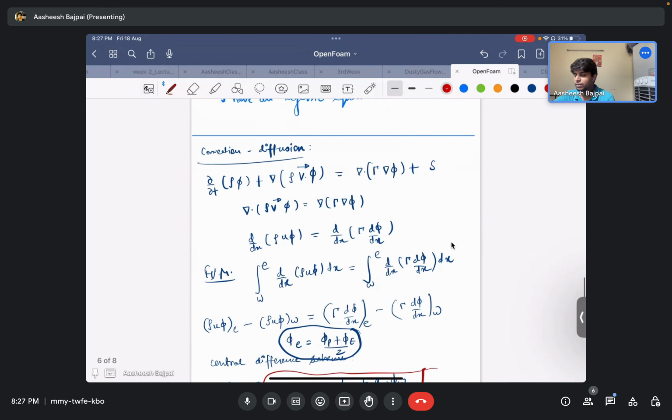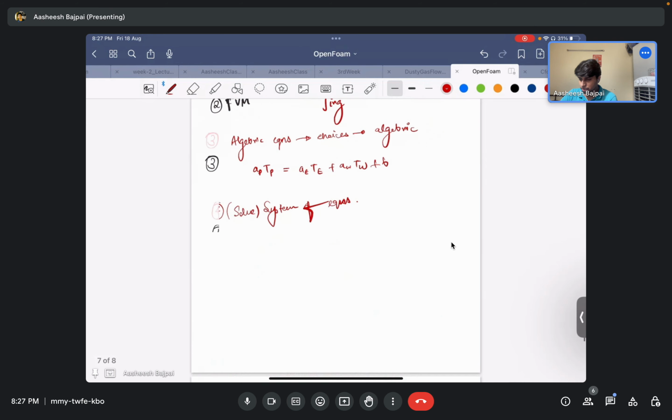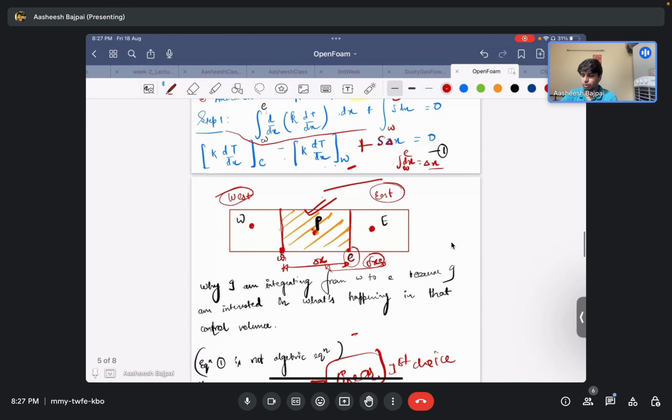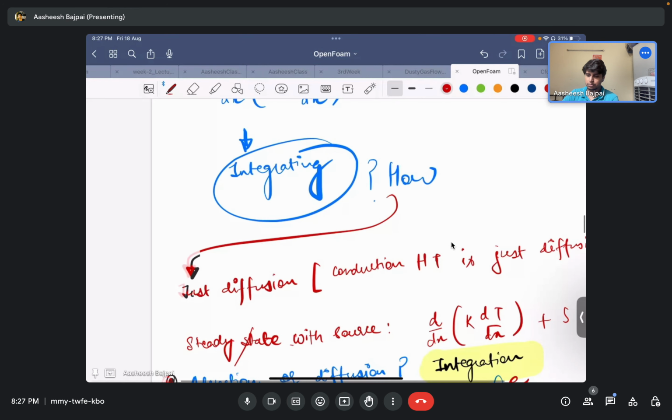Okay, let's come to where convection and diffusion both are coming. But before that, I need to ask you something in this problem.